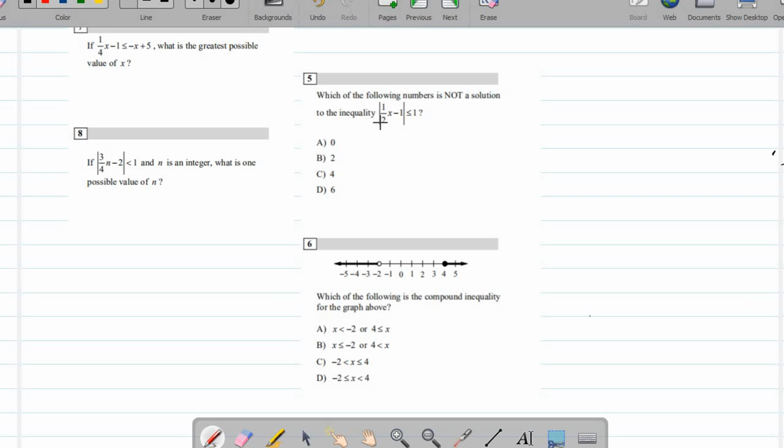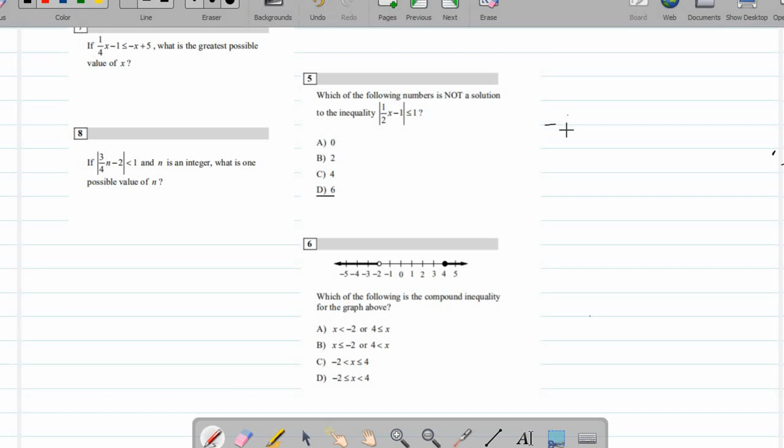You put 4 in here, you have 4 over 2, that's 2, minus 1, which is 1. 1 is equal to 1. So everything works here, but if you put 6 in here, it's not going to work. So D is your answer. But how can we do this the other way? You can put a negative into it, so it will be negative 1 over 2x plus 1. Move plus 1 to the other side, you're having negative 1 over 2x less than or equal to 2. So either way, you still have your answer.